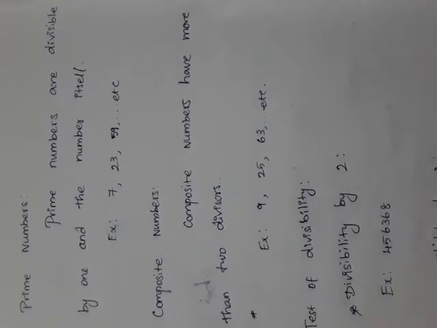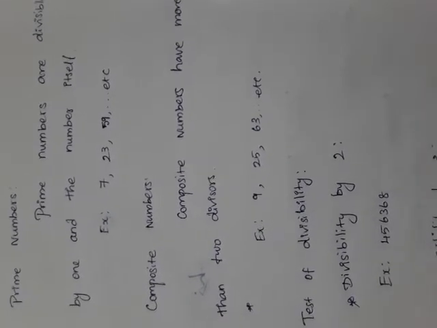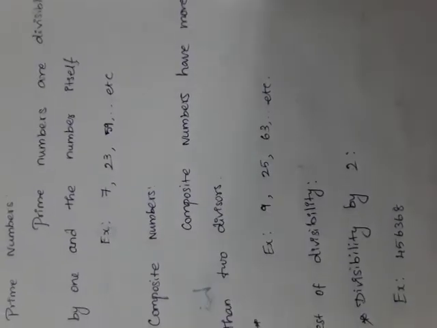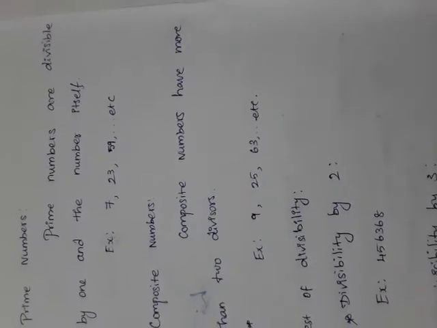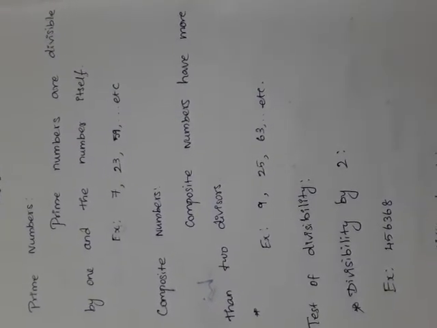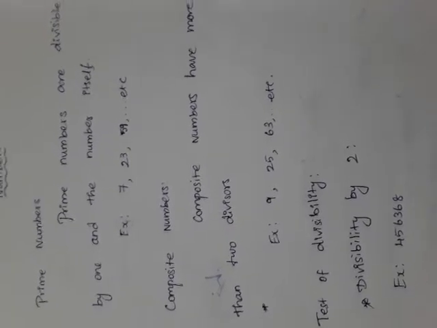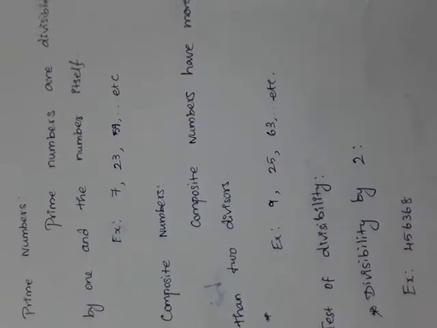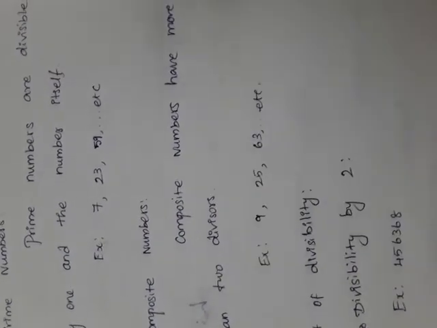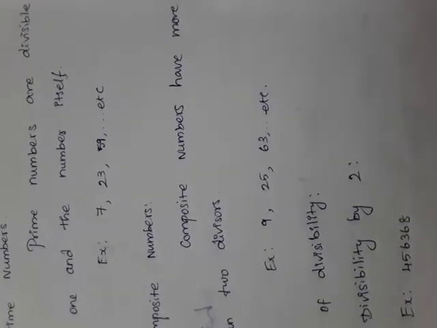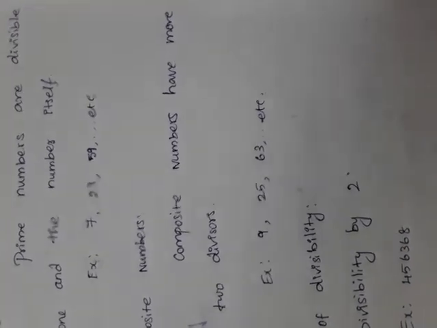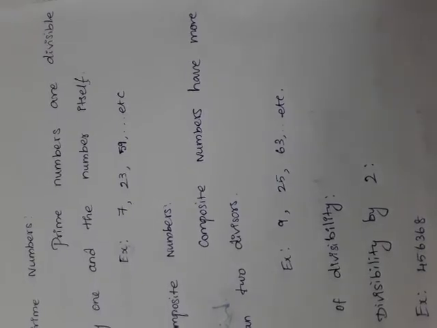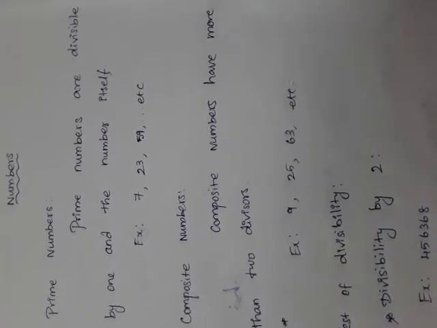Simply you can remember like this. Prime numbers are divisible by 1 and the number itself. If you choose any number, that number should be divided by only 1 and the number itself. For example, 7. 7 ones are 7. Do you have 7 in any other table? No. Only in the first table and the 7th table it is coming. So the number can be divided by only 1 and 7. That kind of numbers are called prime numbers.